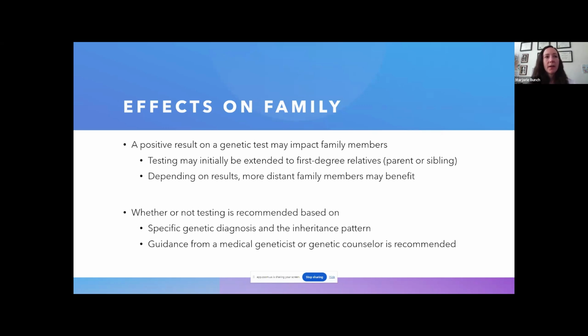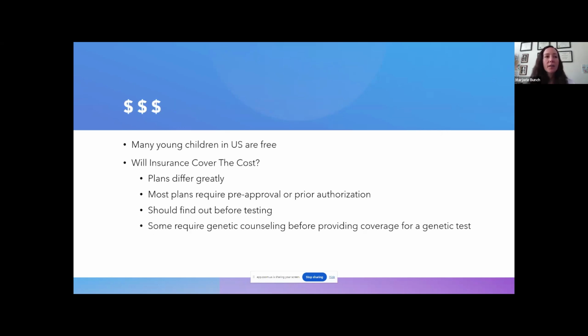So other people can be affected by the positive results. And so parents, siblings may want to be tested, more distant family may want to be tested. And whether or not it's recommended is based on the diagnosis and the inheritance pattern, and guidance from a medical geneticist or genetic counselor is really recommended. In terms of cost, many children's tests in the US are free. And insurance plans can differ in terms of who's covered beyond that. The plans vary greatly. Usually it needs a pre-approval or prior authorization, but you should find out before the testing is performed. And some will require the genetic counseling be performed before they're going to cover it.